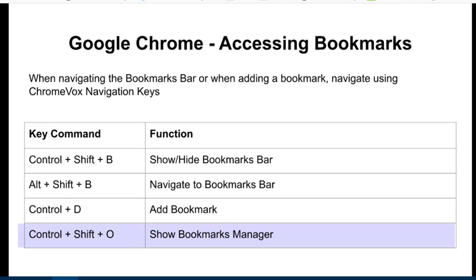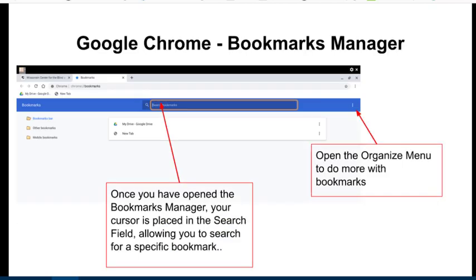Finally, there's Control plus Shift plus O, and that shows the Bookmarks Manager and allows you to manage the bookmarks. And that's another thing we're going to look at. Once you have opened the Bookmarks Manager, your cursor is placed in the search field, and that allows you to search for a specific bookmark if you know what you're looking for or maybe what you called it.